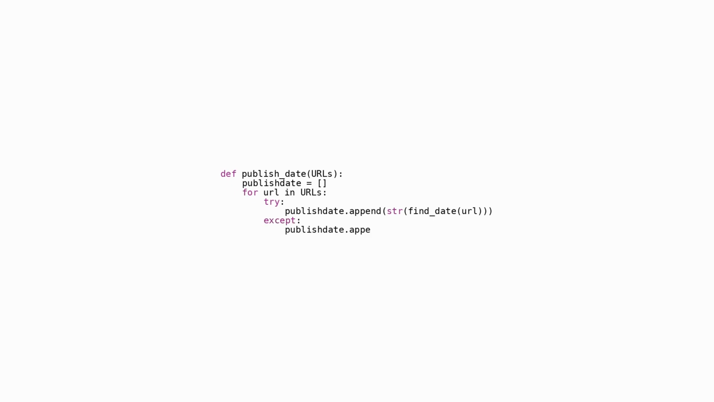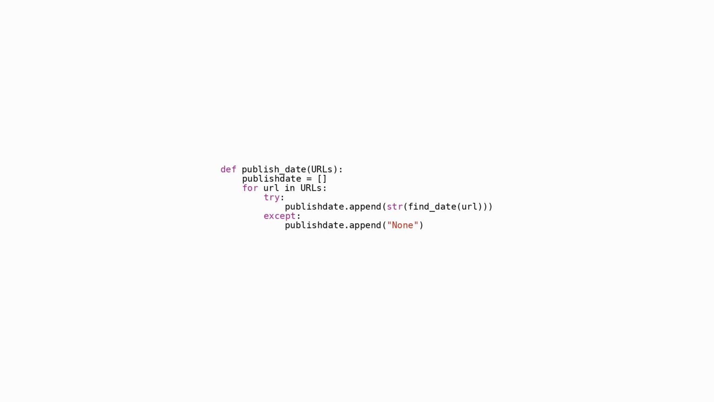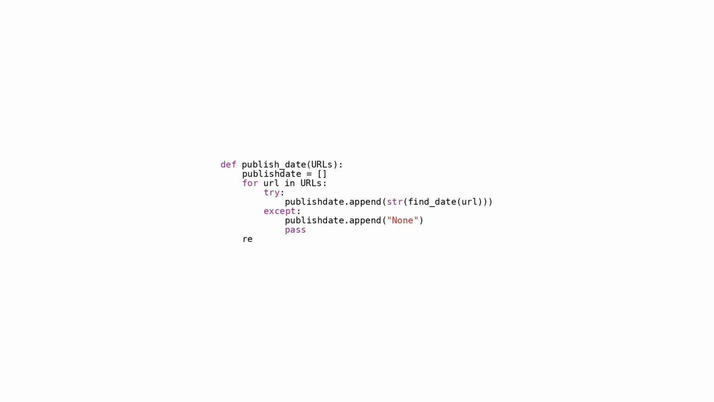If an error occurs while trying to find the date for any URL, perhaps because the publication date can't be found, or the URL is invalid, or any issue with the findDate function, the code catches the exception and adds the string none to the publishDate list to indicate no date could be retrieved for that URL. Once all curls in the input list have been processed, this function returns the list of publishing dates or none placeholders when dates cannot be determined.